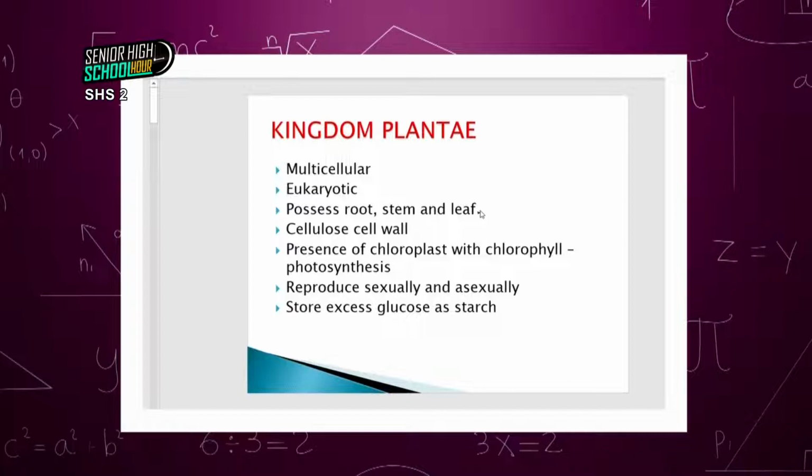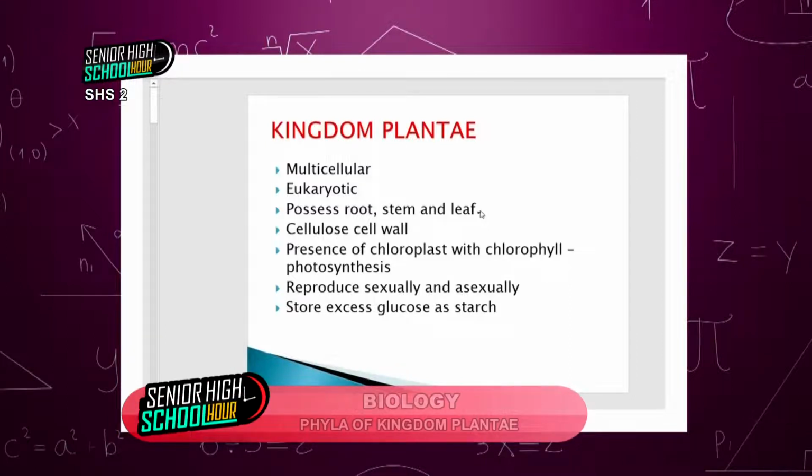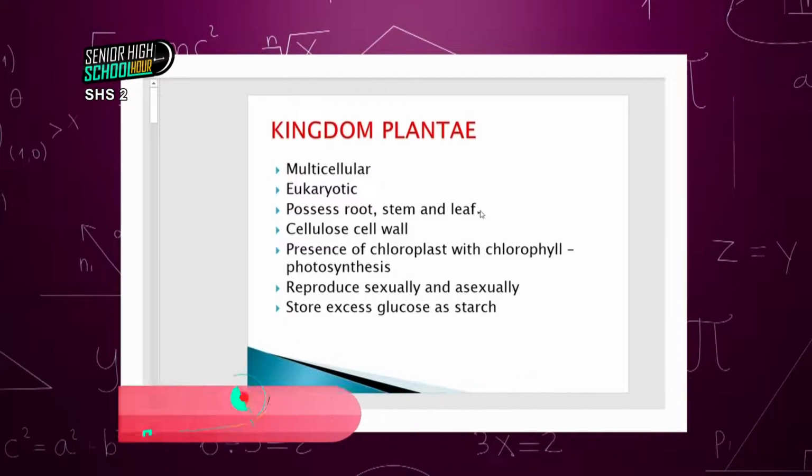Like in bacteria, we have peptidoglycan. In fungi, we have chitin. Here, the makeup of the cell wall is cellulose, and once you contain a cellulose cell wall, you are classified as a plant. In addition, they will have chlorophyll, which is found in a structure called the chloroplast. That's the organelle, and once you have this, you have the ability to make your own food. They may reproduce both sexually or asexually. Some may use the two at the same time, others will only need one. Then in addition, they store excess glucose as starch.